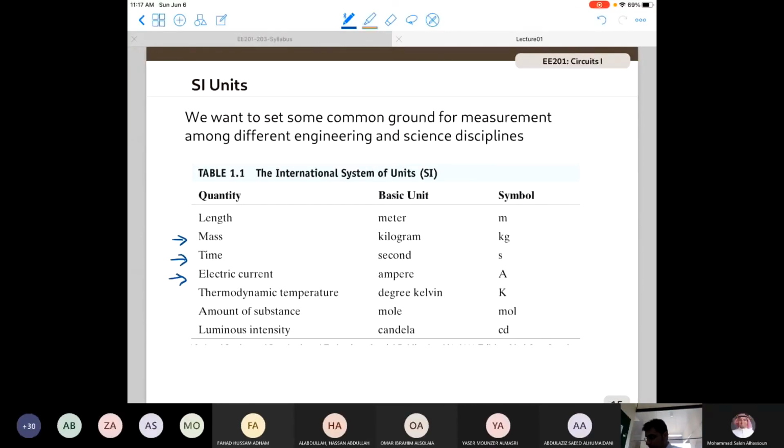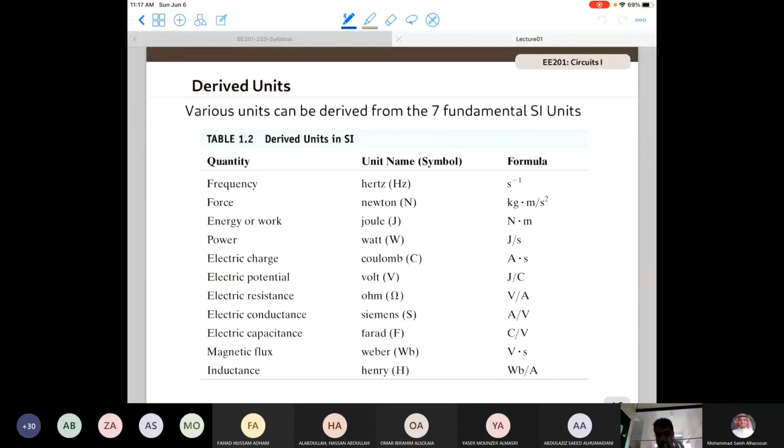So we're going to use electric current as it is, time as it is, but a very important quantity that we have is actually the frequency, which we're going to utilize at the end of the course. And this unit is 1/s. So it's derived from a fundamental unit, which is second.